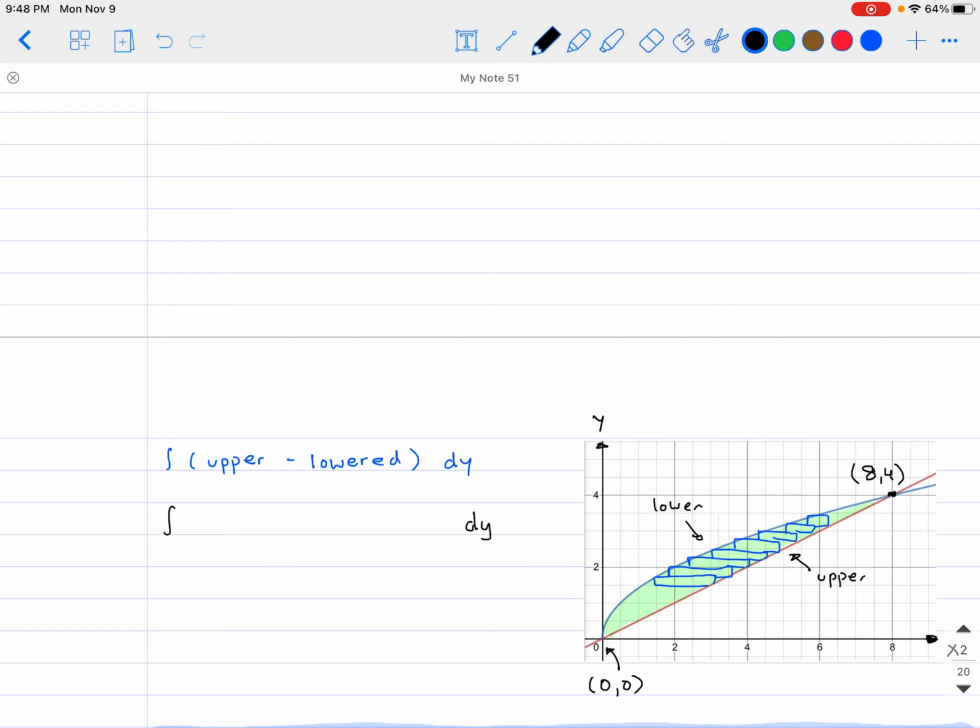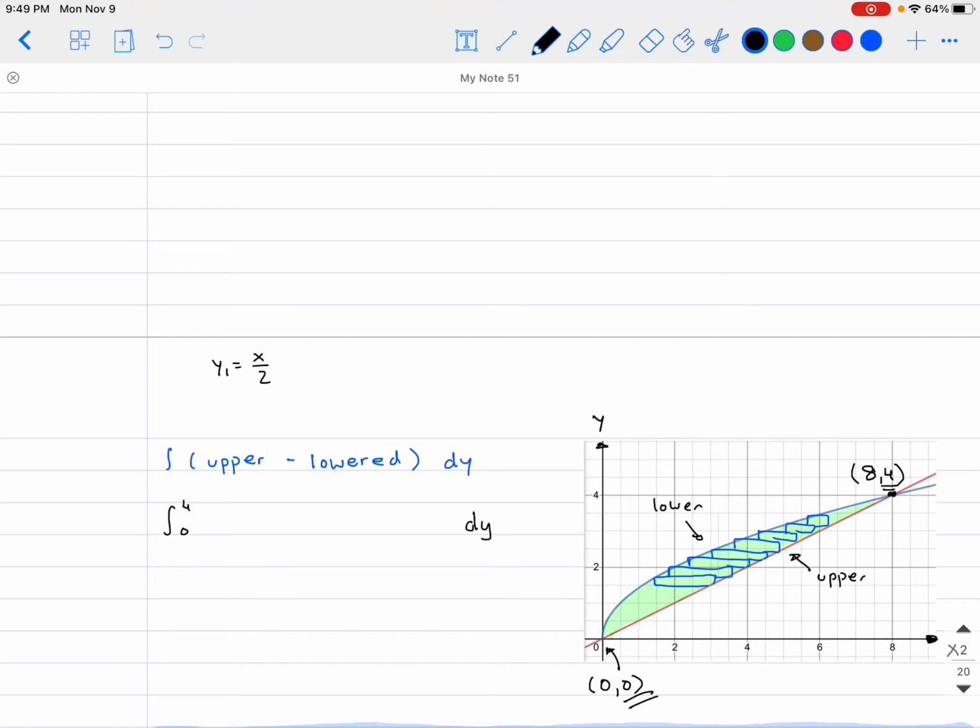So what that means is, first of all, if I think about boundaries, it's no longer from 0 to 8, but rather it's from 0 to 4 because we're going from bottom to top. Okay, we're not going from left to right, we're going from the bottom to the top. Now, my upper function is going to be the line, right? And earlier we denoted the line y1 is equal to x over 2.